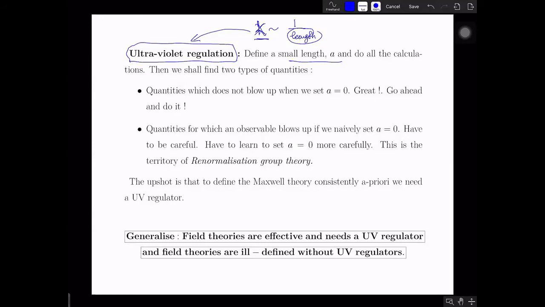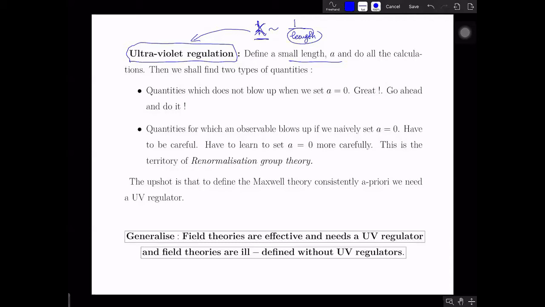The way to make Maxwell's theory consistent is to say that I'm only going to treat the Maxwell theory above this length scale. This does not mean that the point charge has a radius A. It just means that the theory breaks down at that length scale. We use this theory with this in mind and calculate various quantities which do not depend upon A, say the total energy of the electric field.